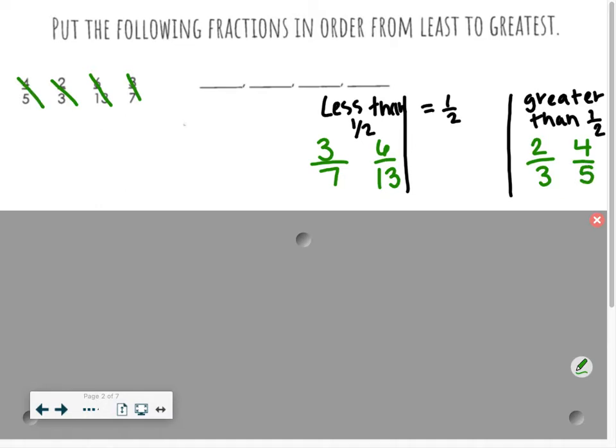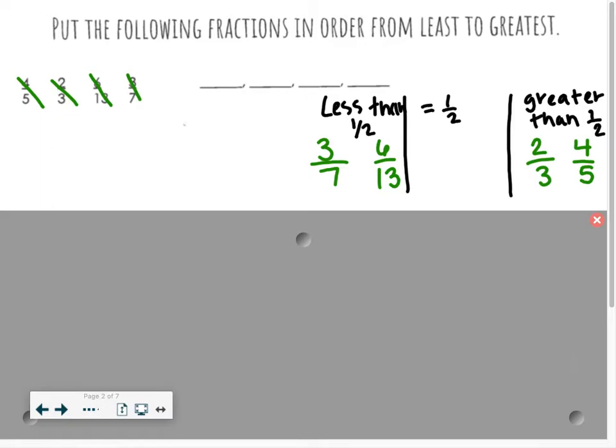Now, when you kind of break these into chunks like this, you might not have one that's equal to 1/2. You might not even have one that's less than 1/2. And that's okay. This is just kind of a way to get you a little bit more organized when you're looking at it. Now, do we know a way that we could compare these two fractions to see which is smaller? Maybe. Lauren?